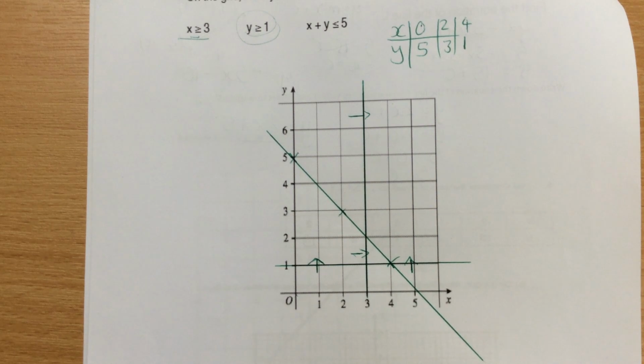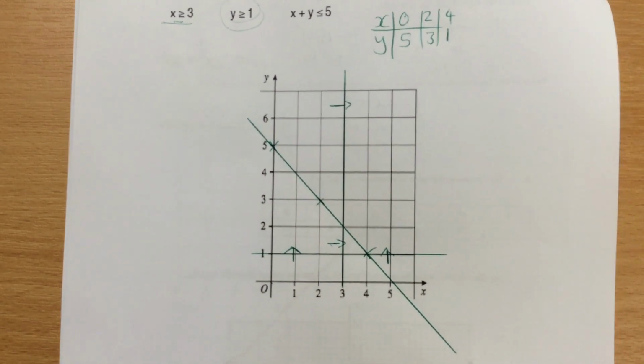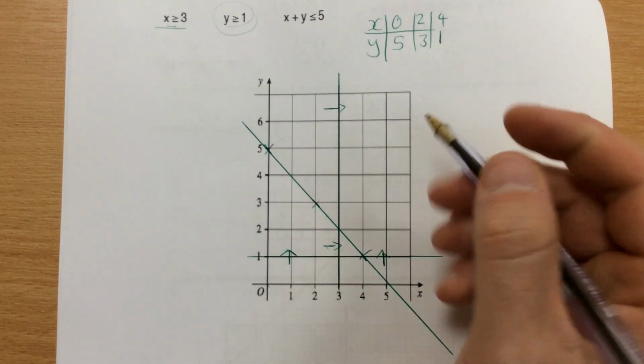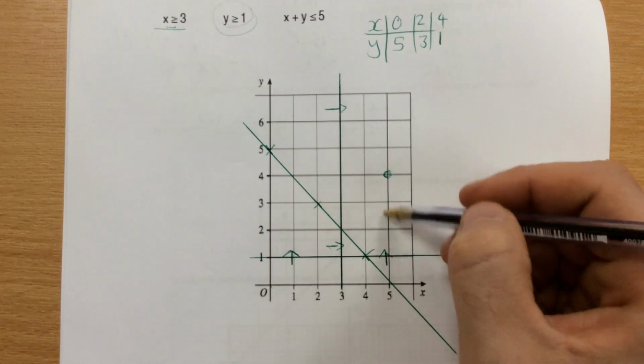Now to work out whether I need to be above or below that line, I'm going to test a point. So I'm going to pick a point that's above that line. So I'm going to pick this coordinate here, 5, 4.